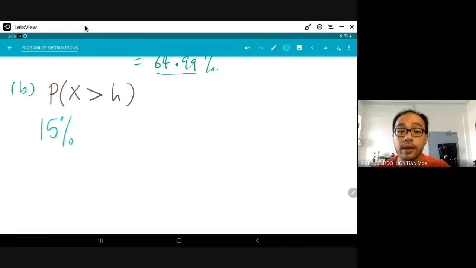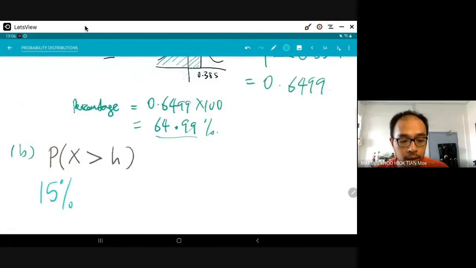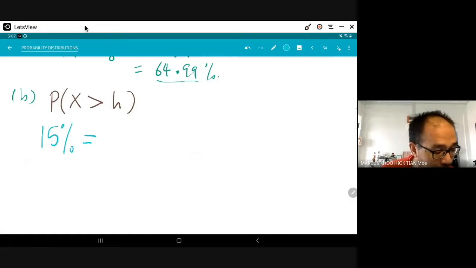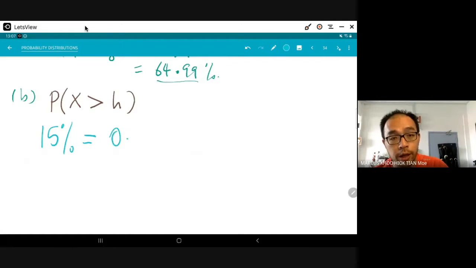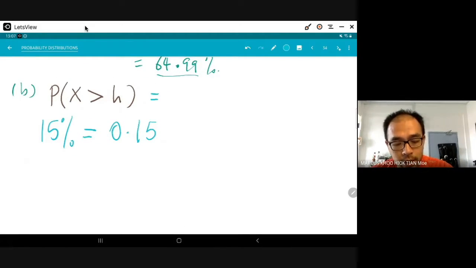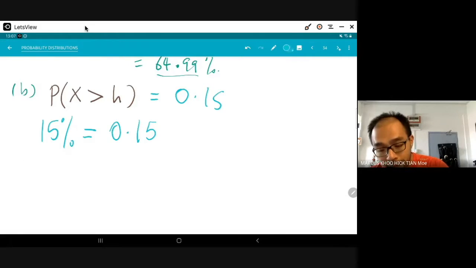How do we change percentage to probability? We do the opposite. If we find probability, we convert to percentage by multiplying by 100. We change percentage to probability by dividing by 100. 15 divided by 100 will be 0.15. Let's be careful with this, people. Probability is now 0.15.